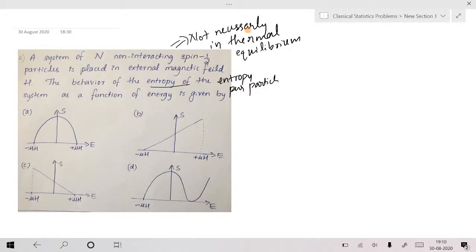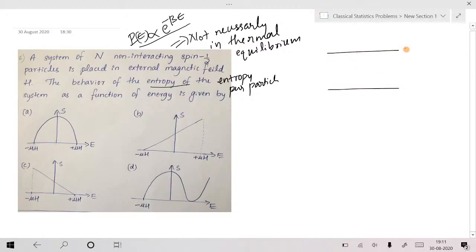Okay, this is not necessarily in thermal equilibrium. If it is in thermal equilibrium at temperature T, the probability of getting an energy E is proportional to e to the power minus beta E, your Boltzmann factor. But he hasn't said they are in thermal equilibrium. That's why you have to take all possibilities. Okay, now look here.